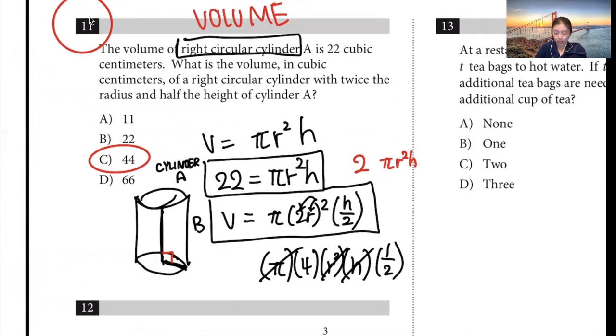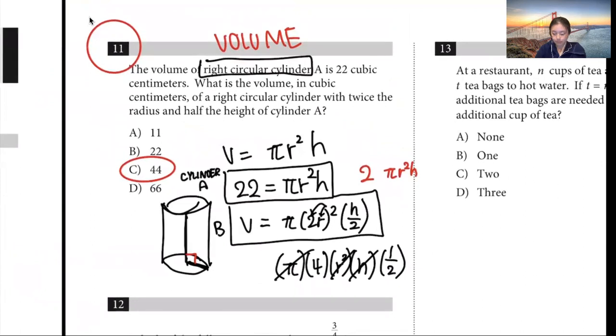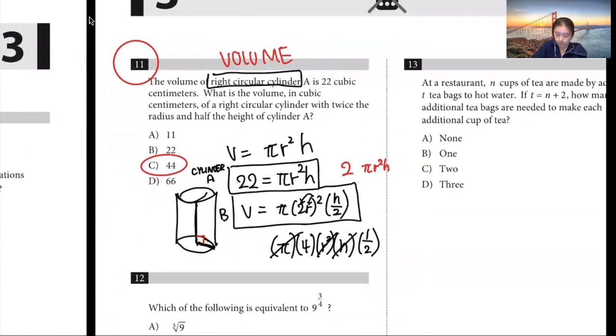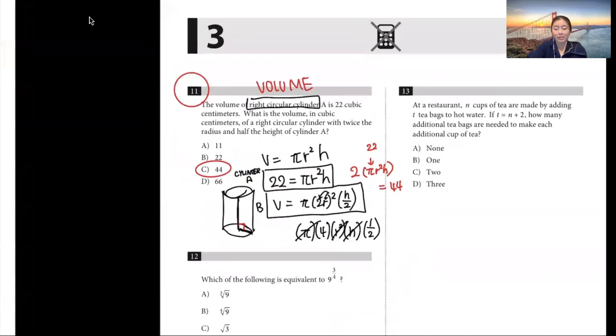Now that we know that, we can just plug in cylinder A. So pi r squared h is going to equal 22. We have pi r squared h on the right hand side, so we just need to plug in 22. That would be 22, the whole thing. So 2 times 22 will be 44. And C is going to be your answer.